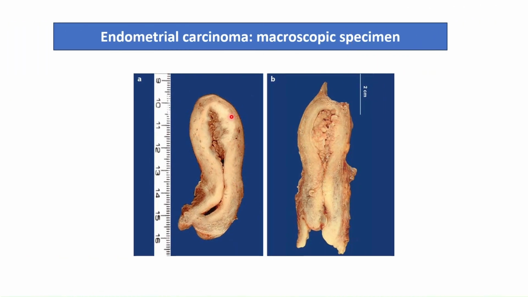So this is the gross specimen of a hysterectomy specimen of uterus in which there is thickening of endometrium, which is filling the whole cavity of the endometrium. Here we can also appreciate abnormal growth present in the endometrial cavity. And in both the cut surfaces, the cervix looks free.